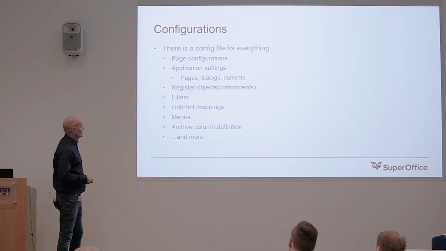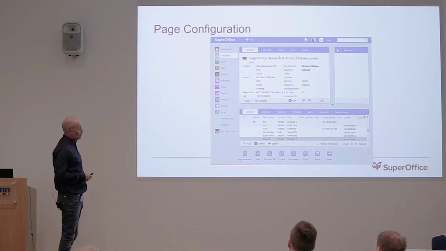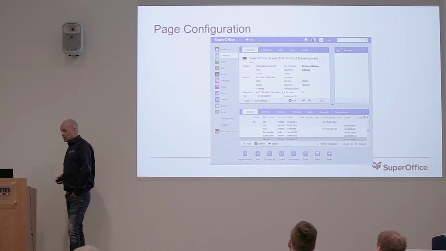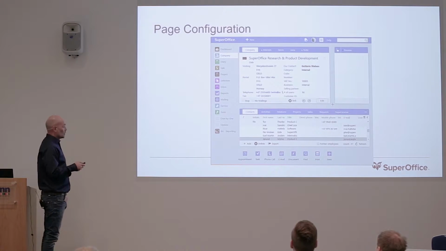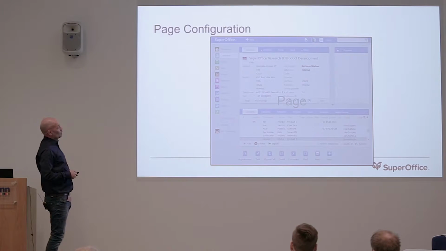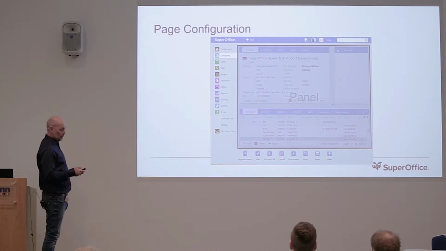As you know, there are endless configuration files, but I'm going to talk about these listed here. So the page configuration file is what this is: a complete page, and this consists of many different levels of UI. So you have, this is what we call the page. This is what we call a panel, and these around here are also panels. So a page consists of multiple panels.